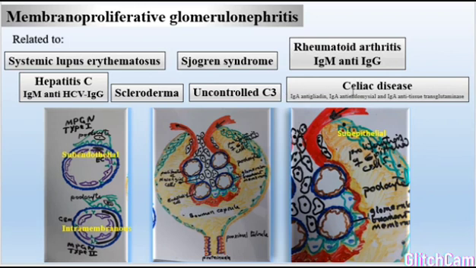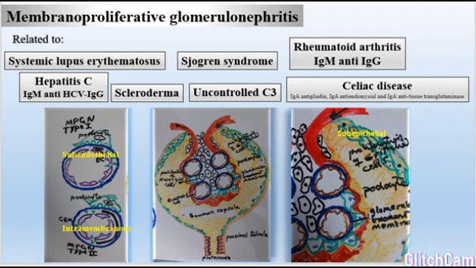celiac disease, as patients with celiac disease upregulate IgA anti-gliadin, IgA anti-endomysial, and IgA anti-tissue transglutaminase. And it is characterized by glomerular basement membrane, as can be seen here. This is a glomerular basement membrane. It is characterized by glomerular basement membrane thickening and proliferative changes on light microscopy.